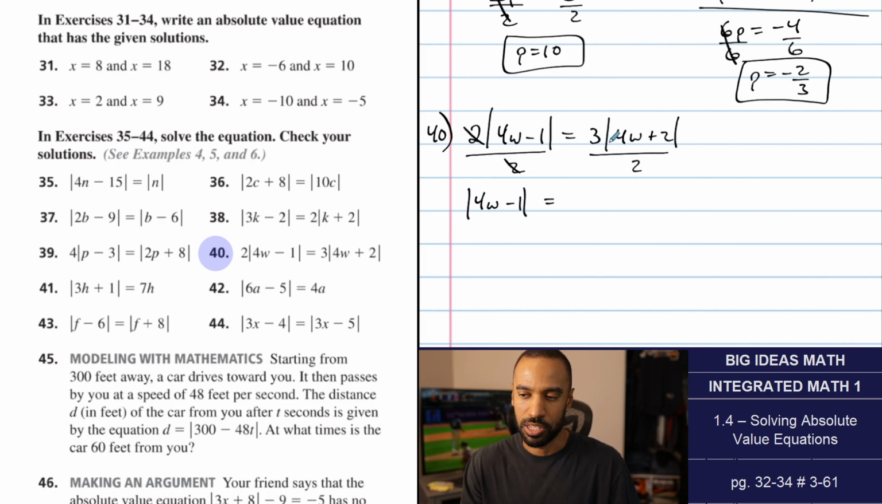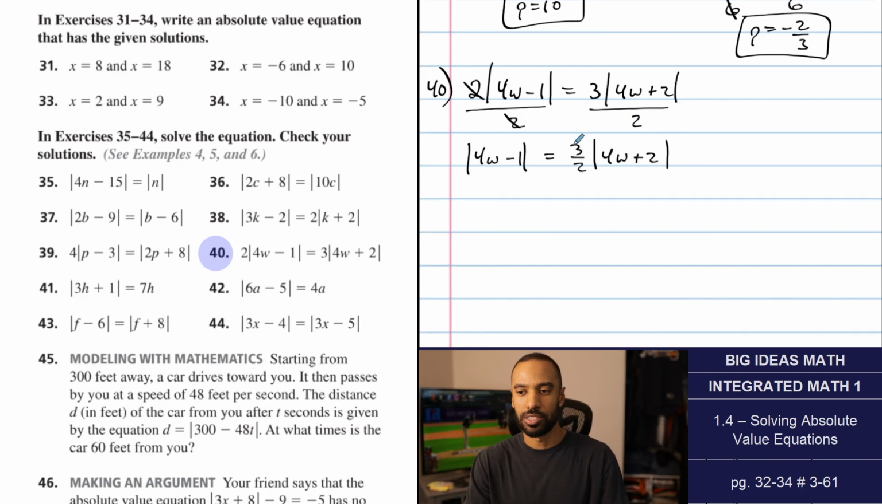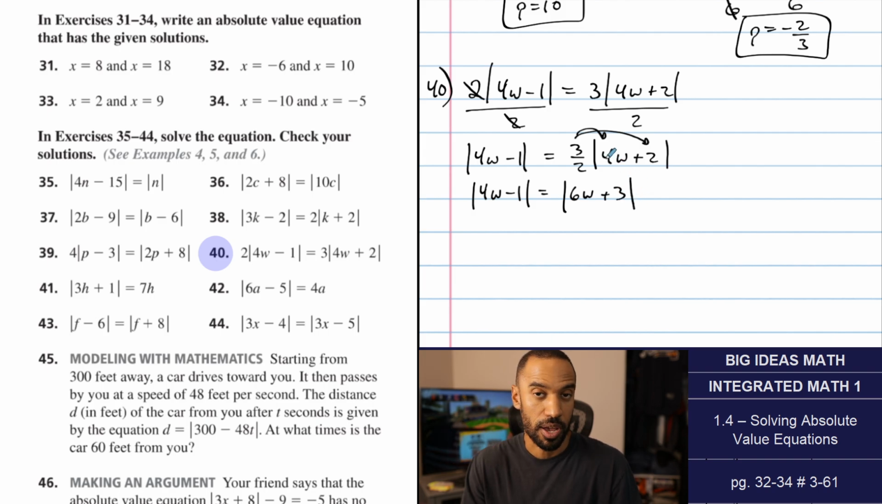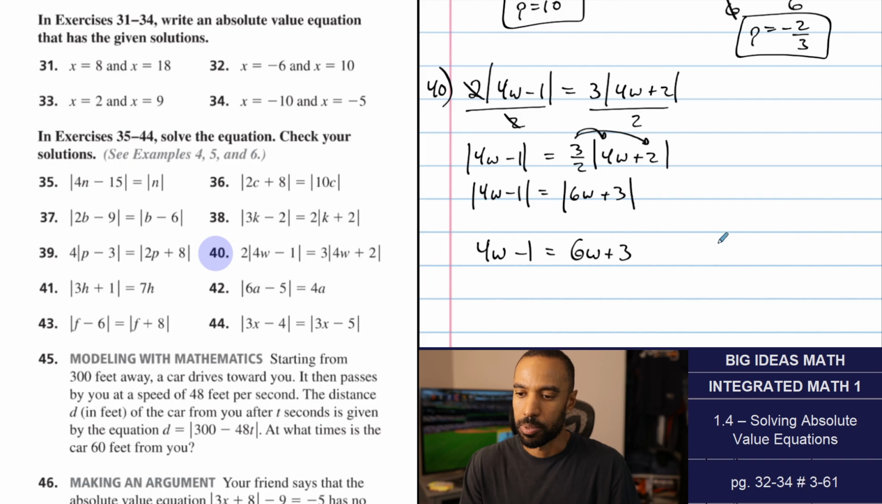We can still do the same thing on this side. 3 divided by 2 is 3 halves, and 3 halves can distribute into here if you so like, because again, it's a positive result. So it can distribute because it's positive. So that means the absolute value of 4w minus 1 is the same as the absolute value of 4 divided by 2 is 2 times 3 is 6, 2 divided by 2 is 1 times 3 is 3. And we get that. So this is possible. Anyways, we keep working on this. 4w minus 1 either equals positive 6w plus 3 or the opposite of 6w plus 3.